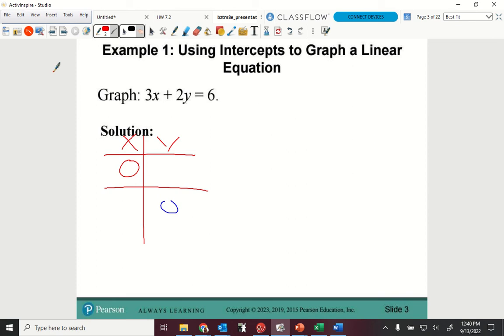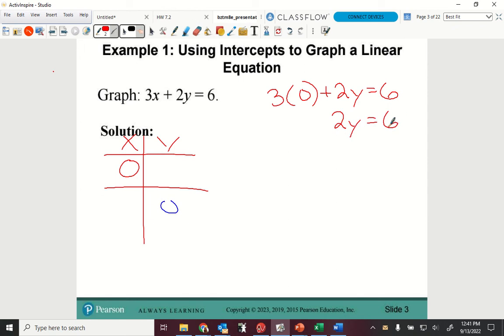So I'm going to evaluate my function. That means I'm going to plug in a value for my variable and then go from there. So 3 times, replacing x with 0, plus 2y equals 6. So anything times 0 is? 0. Anything times 0 is 0. No matter what I multiply by 0, it becomes 0. So now that goes away, and I'm left with 2y equals 6.